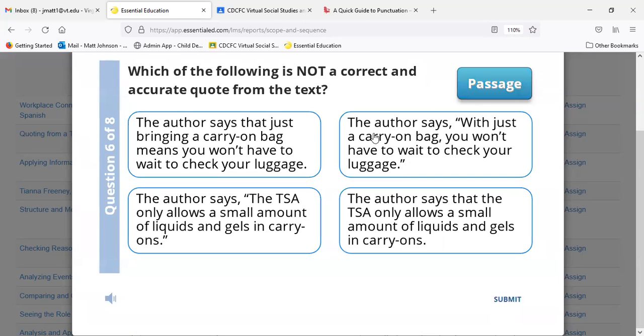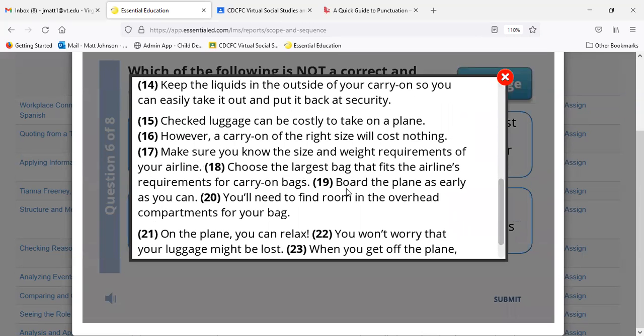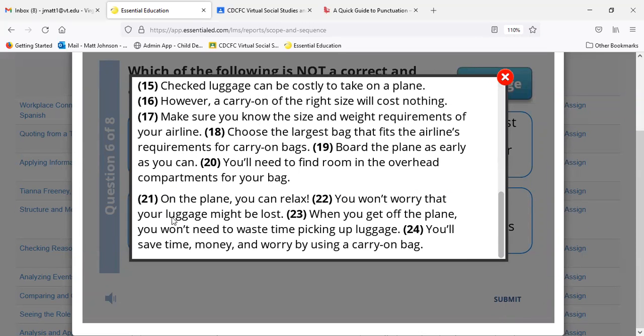See, this is incorrect, isn't it? With just a carry-on bag, you won't have to wait to check your luggage. Because he says here, when you get off the plane or on the plane. Whoa, whoa, whoa.